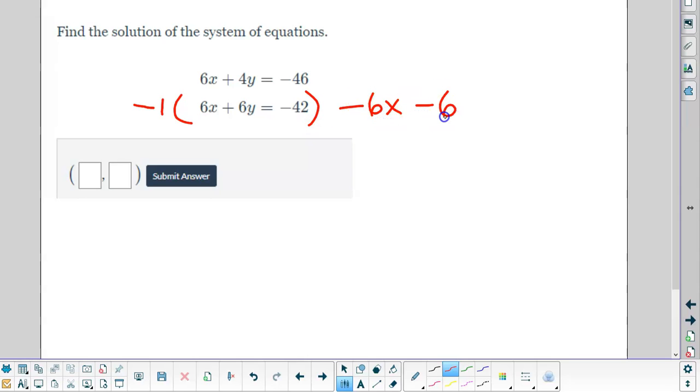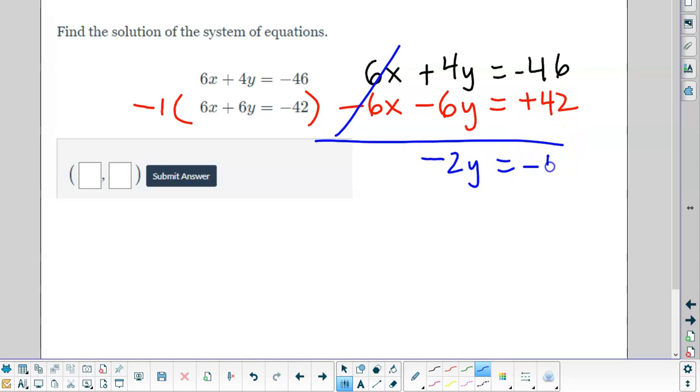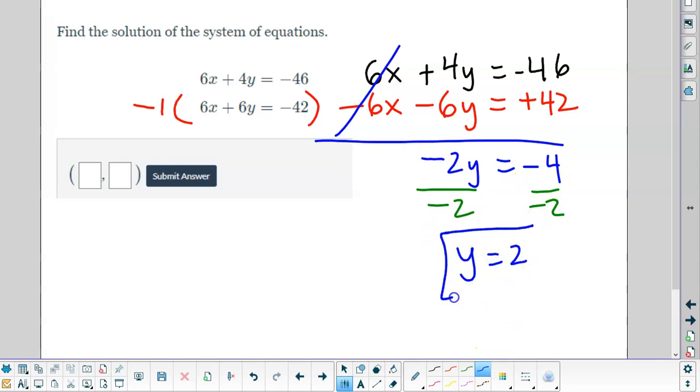That changes all of the signs, even the answer. I'm going to leave my first sentence the same. I don't need to manipulate it because I have exactly what I want, which is matching coefficients with opposite signs. That's called an elimination. Now I'm just going to combine like terms as I move down my equation here. Divide both sides to isolate my variable, and I got my first answer, which is the y value.